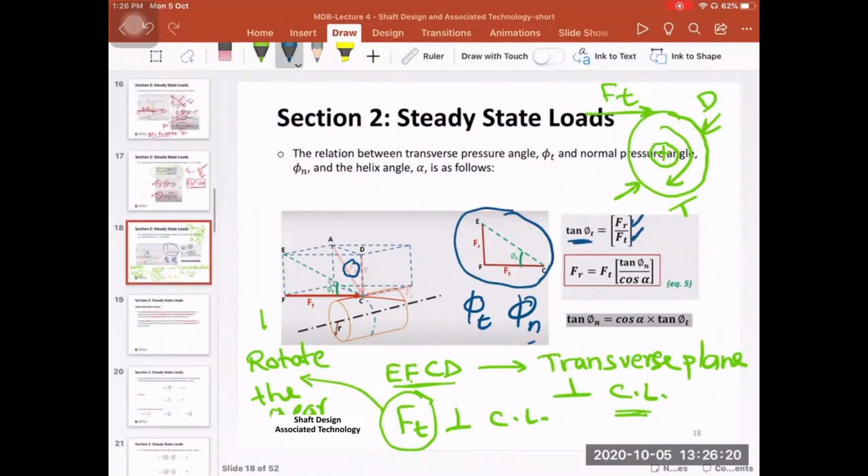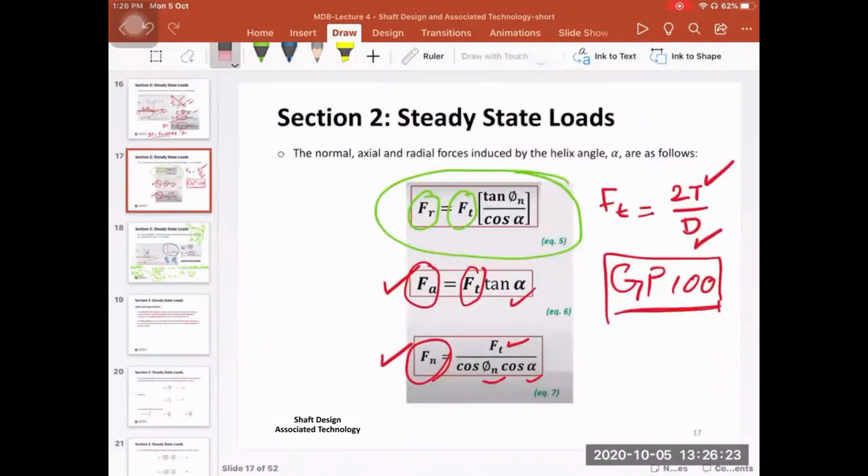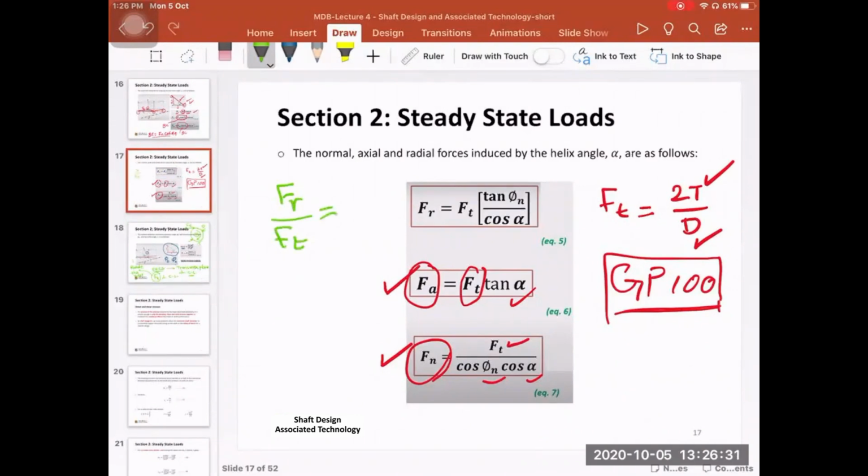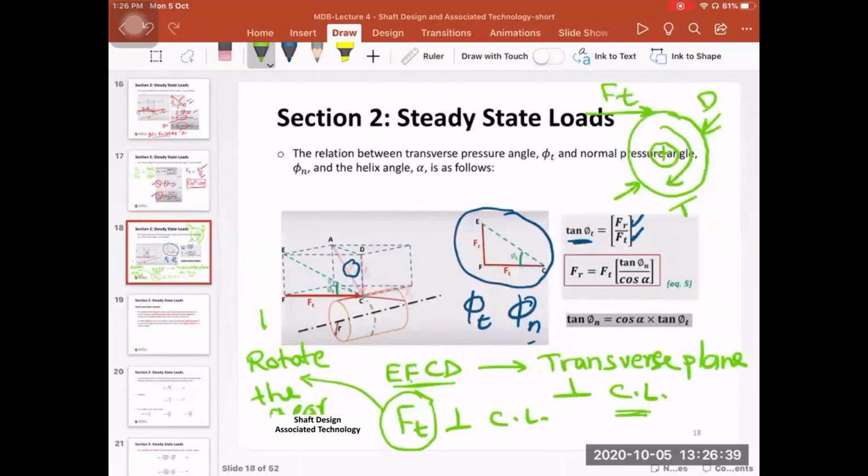I have to go back here. And then remember that I have another equation here. I can say Fr over Ft is equal to tan phi n divided by cosine alpha. I'll take this equation and go here. This is the equation that I've just written on the previous line. And then you just divide by Ft and equate these two equations. So tan phi t eventually is equal to tan phi n over cosine alpha. And then eventually you will have this equation here that relates phi n to phi t.